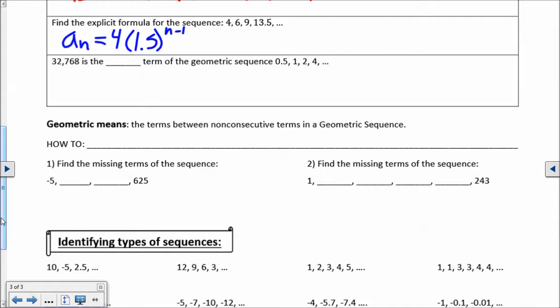What am I looking for? You're looking for the answer, obviously. I'm looking for n. We have a random number in the sequence. We're trying to figure out how far you have to go to get there. So we're looking for n.